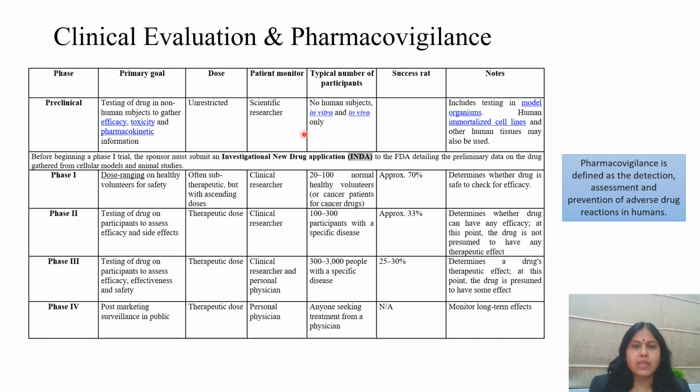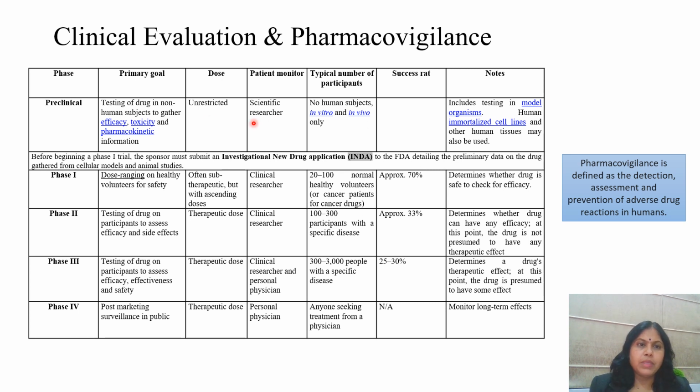In ex vivo studies, we can utilize tissues or cell lines that are either from animals or from human beings. While in in vivo studies, we have to use the whole animal, either rat, mouse, or big animals like the dog, goat, etc.